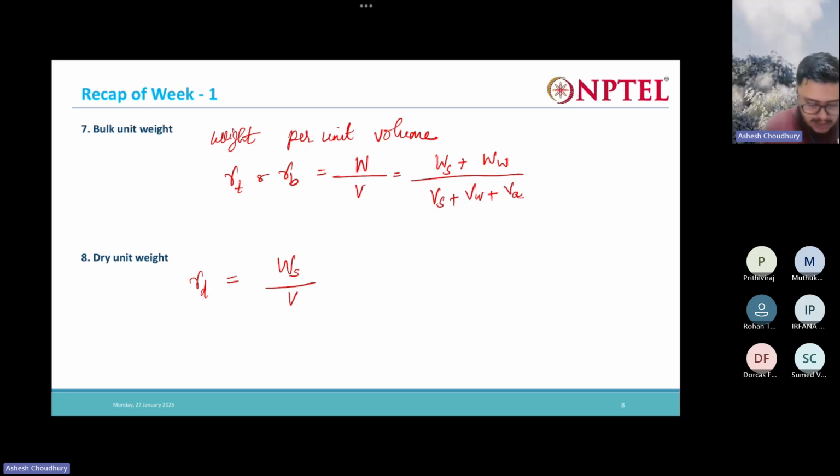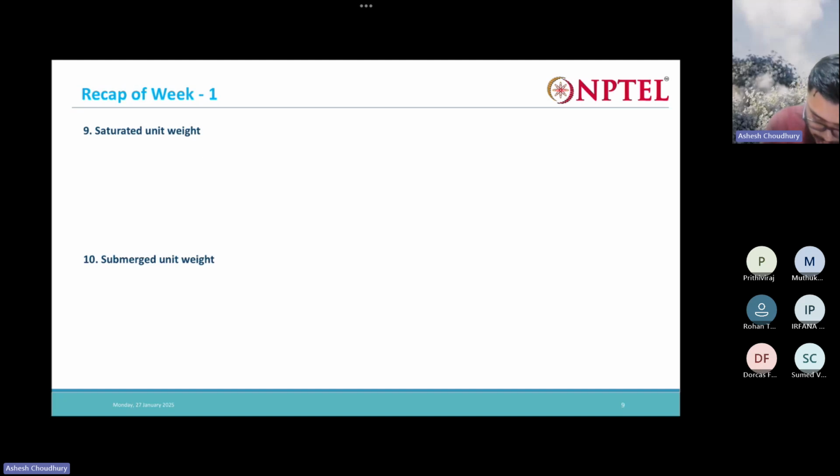Okay, so next we have the saturated unit weight. This is the gamma sat. It is the saturated weight, meaning when the voids are completely taken over by water, filled with water, divided by total volume. Then we have submerged unit weight. This one is gamma sub, equal to the submerged weight by total volume.